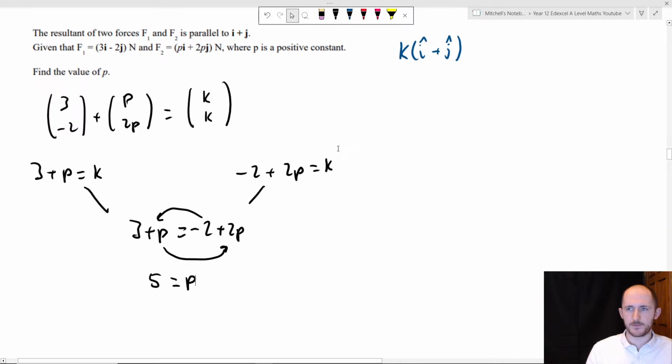Okay. So hopefully that makes a fair amount of sense. Again, it's not too bad once you get into it.